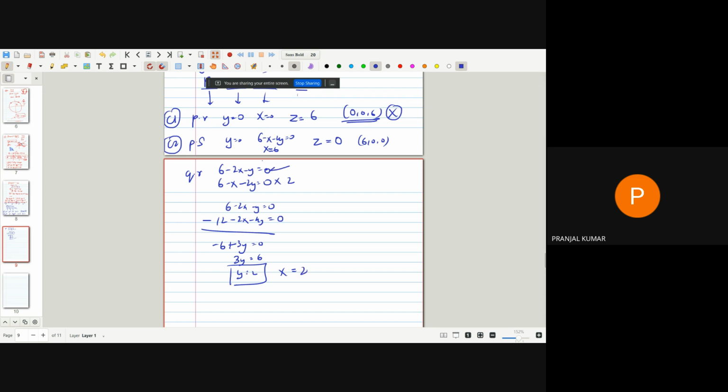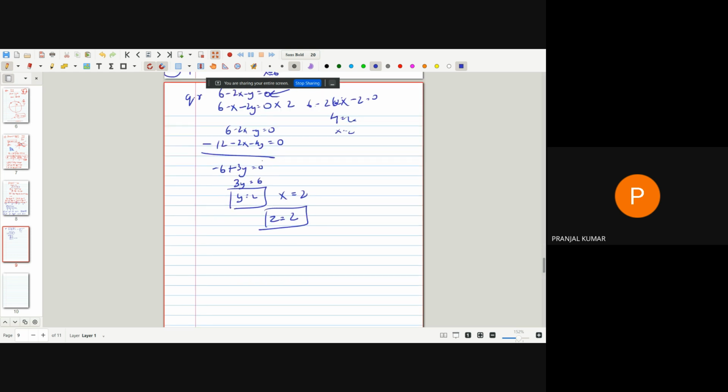Okay, so substitute here. So you will get 6 minus 2x minus y. y is 2, so it is equal to 0. So you will get 4 is equal to 2x. So x is equal to 2. Now z is also 2. Okay, so this is most probably your point, which is your answer.